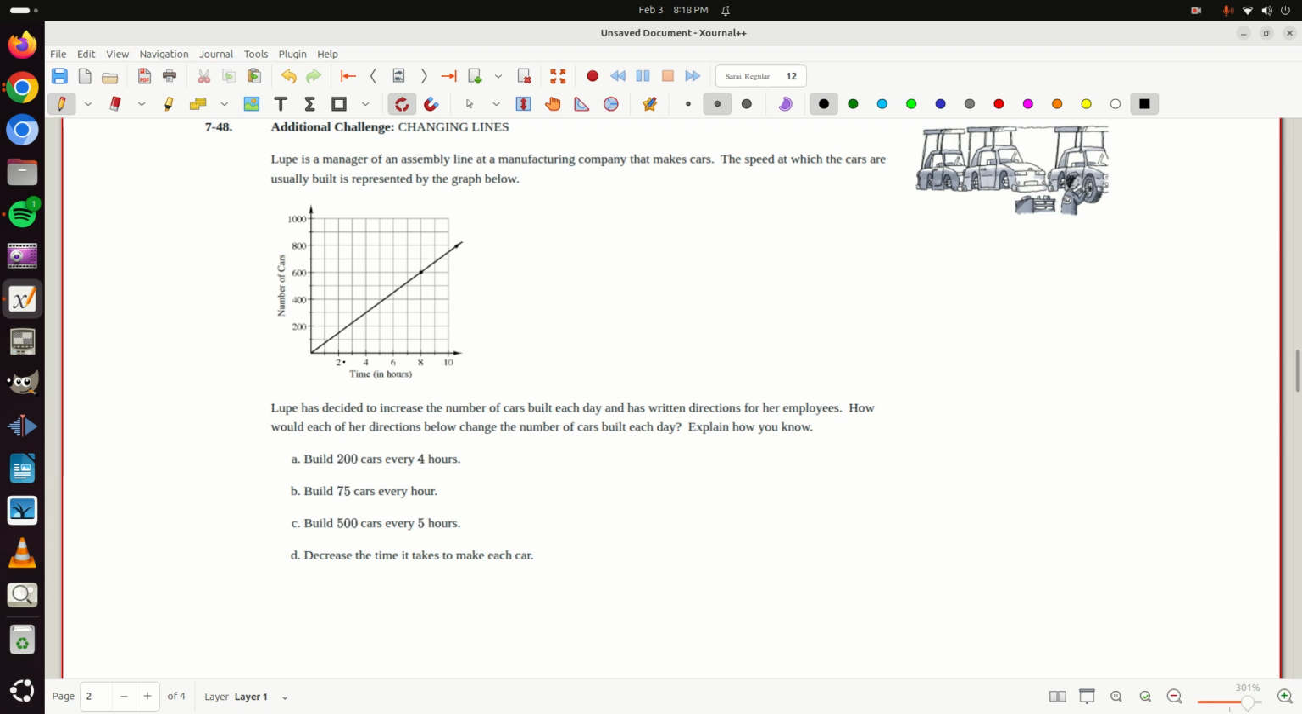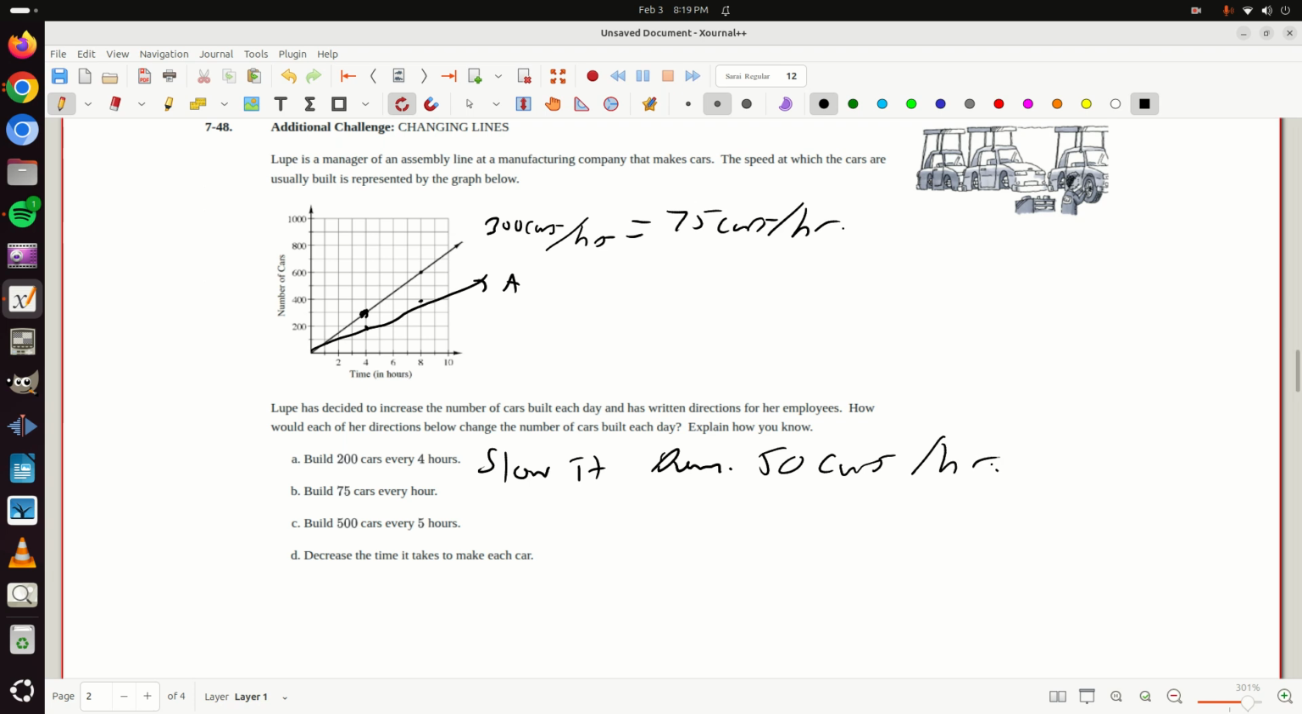So if we built 200 cars every 4 hours, looks like A would slow it down. Right now we're building, let's see, a lattice point. It looks like we're building 300 cars every 4 hours. That's 75 cars an hour. That's how much we're building right now. But she wants to slow it down to 50. So that would be slower.